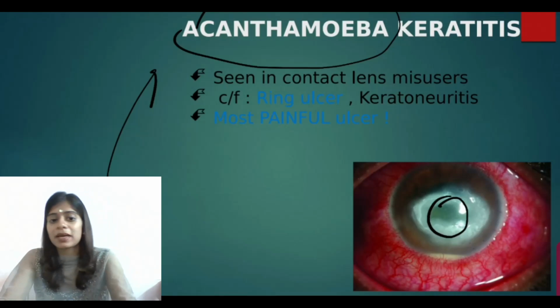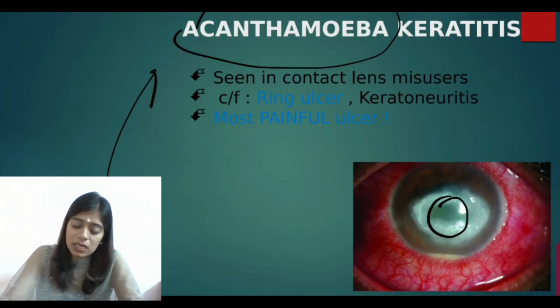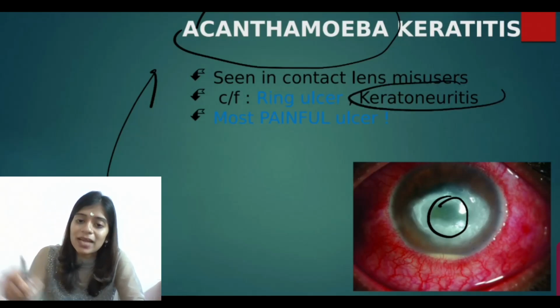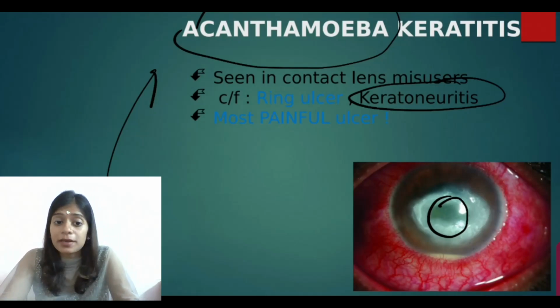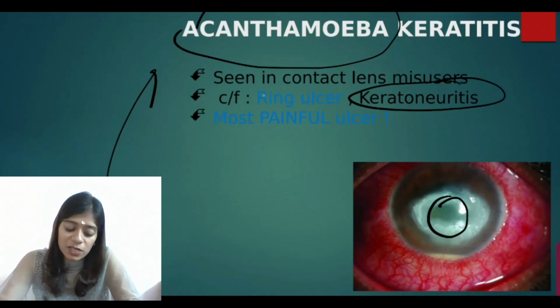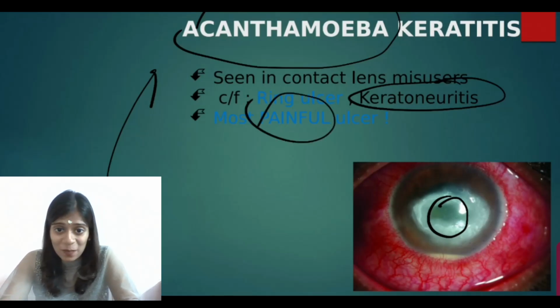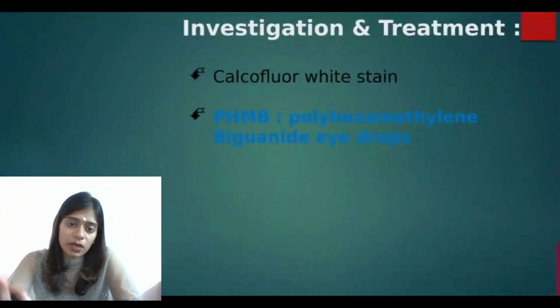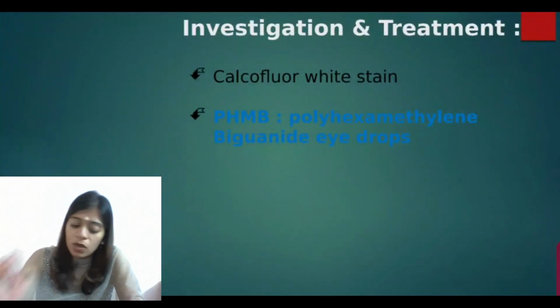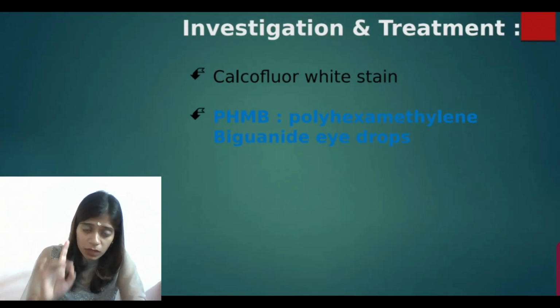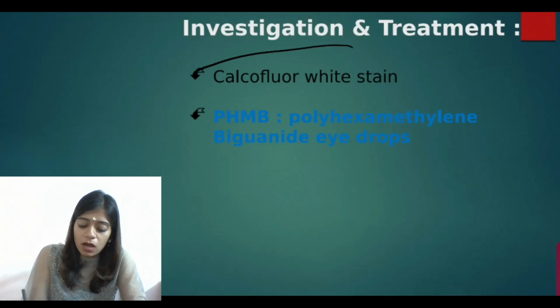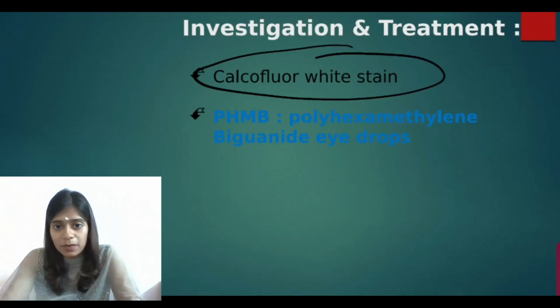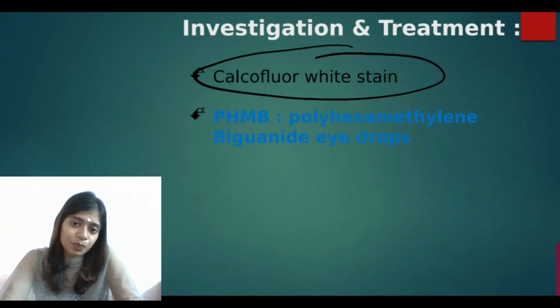This acanthamoeba keratitis is a very painful ulcer because there is keratoneuritis. The corneal nerves are inflamed and it can be very, very painful. So this is another history they are going to give you in the exam. And one question they tend to ask you every now and then from acanthamoeba keratitis is, what is the treatment given? Before that, see, the investigation for acanthamoeba is calcofluor white stain.